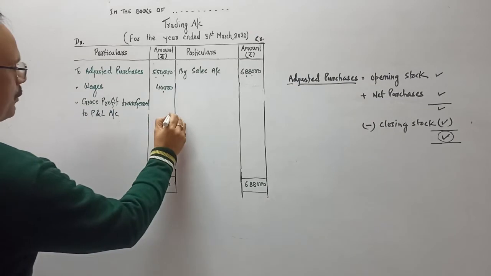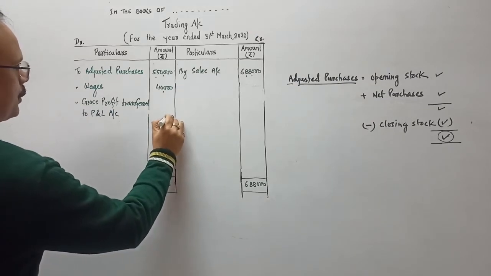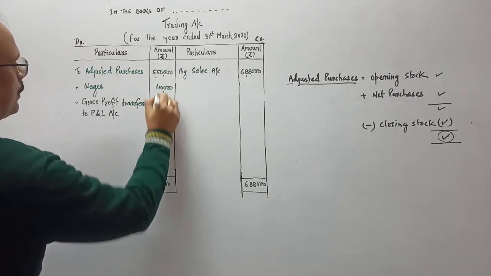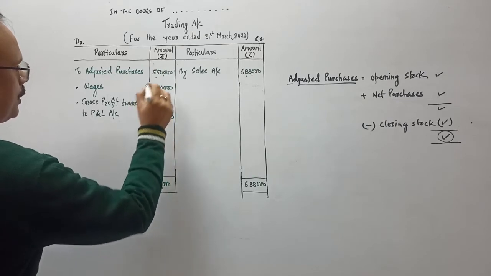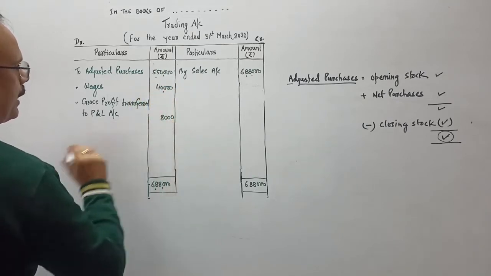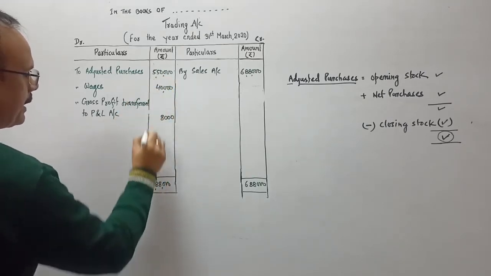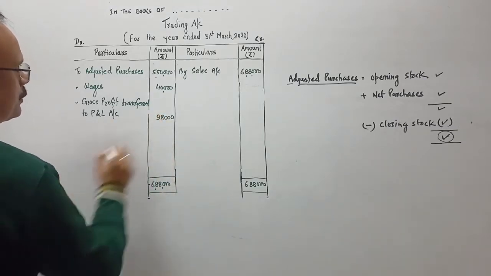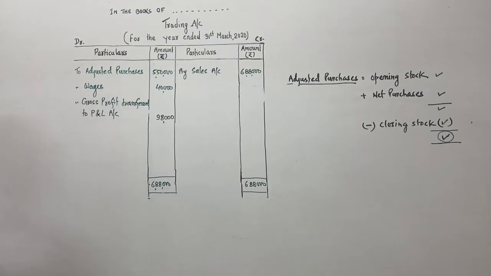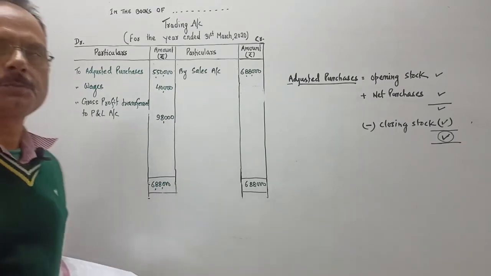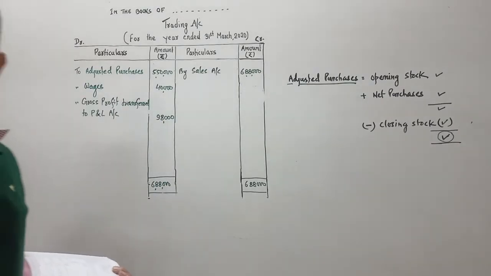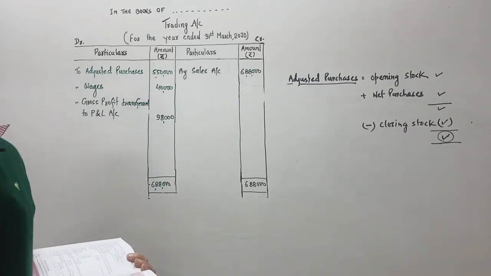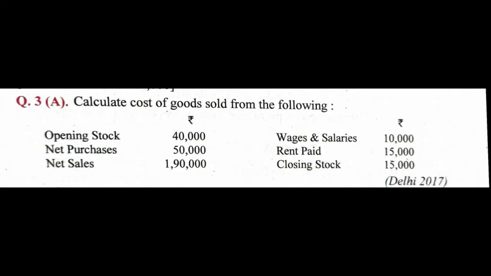So the difference is what? 0, 0, 0, 8, 5 or 4, 9, 9 and 9, 18, 1. So it is 98,000 is the gross profit. Gross profit, and this will be transferred to profit and loss account. Is it clear? Now coming to the next question.